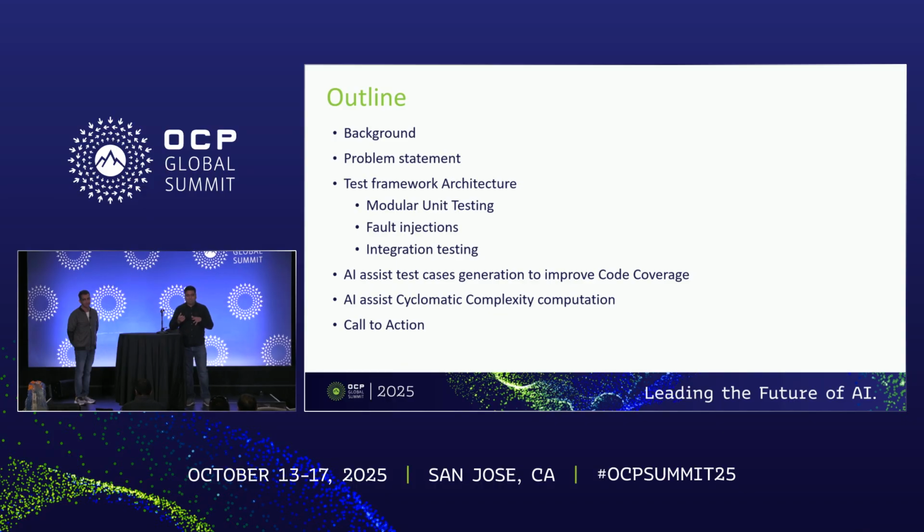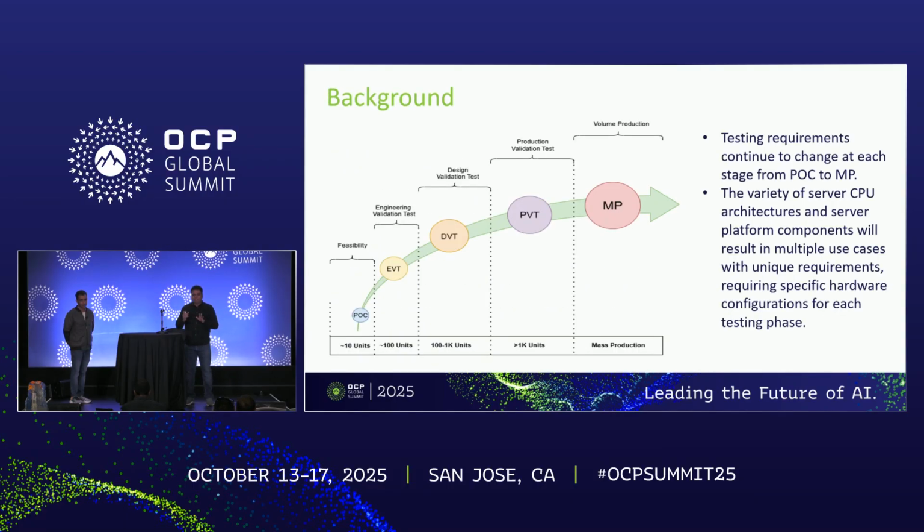And finally, so that this testing framework can be more fine-tuned and generate more test cases, we will have AI assistance to improve the code coverage. And as you see, nowadays code is becoming more and more complex. To have simplified, maintainable code, we'll have AI-assisted cyclomatic complexity computation, which in turn is helpful for testing efficiency. So now I'll give you a little background.